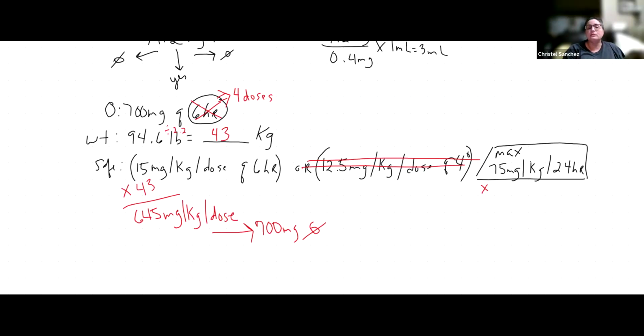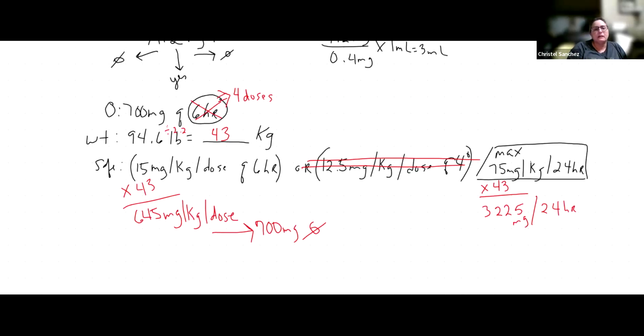So it's 75 milligrams per kilogram. How many kilograms is my patient? 43. Okay, so I would multiply this times 43, and I would get 3,225 milligrams per 24 hours. So to be in the safe range, this patient cannot have more than 3,225 milligrams of the Tylenol in 24 hours.